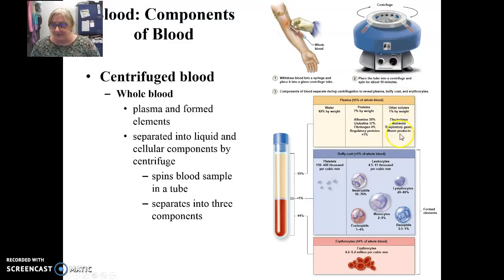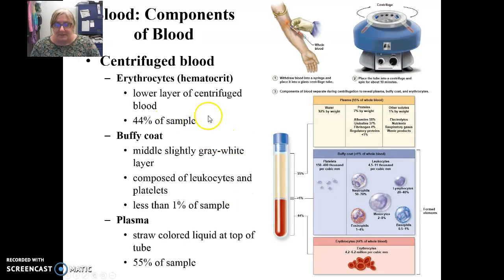These differ depending. Our platelets and white blood cells make up this tiny little region called the buffy coat. So all of our immunity and protection from pathogens is in this little tiny buffy coat. And then 44% of our blood is composed of red blood cells. And the percentage of red blood cells is known as the hematocrit.